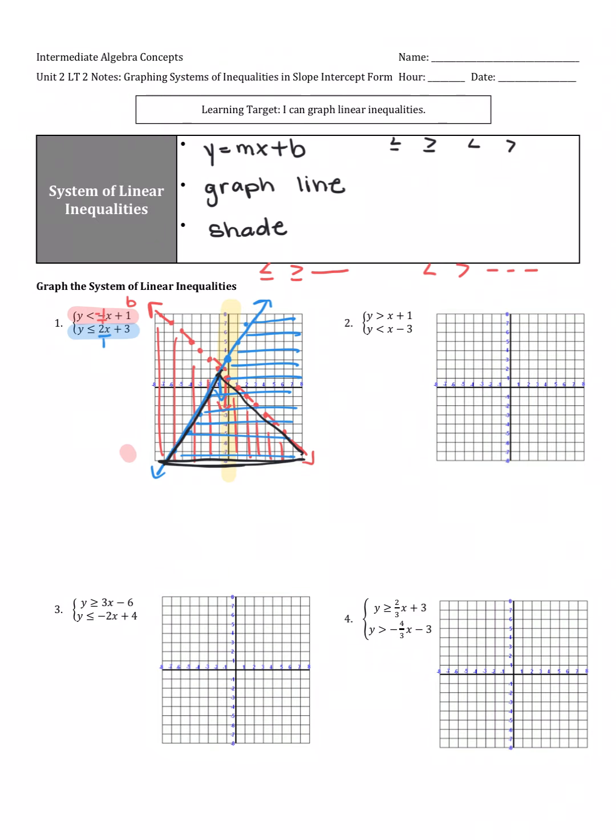Okay, so let's do another one here. We're not going to do all of these because it's pretty self-explanatory. So let's look at number 3.